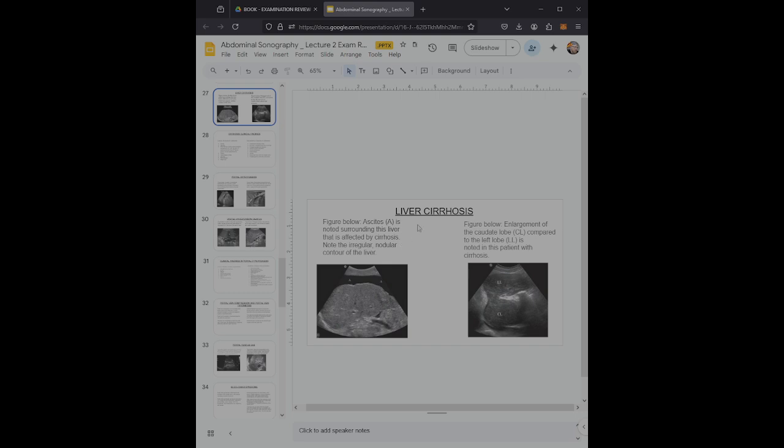So here we have 2 images of liver cirrhosis. One is liver cirrhosis with ascites that is noted surrounding the liver, and note the liver margin is irregular and partly nodular over there. In addition to this, there is enlargement of the caudate lobe and the left lobe of the liver, which is consistent with liver cirrhosis.